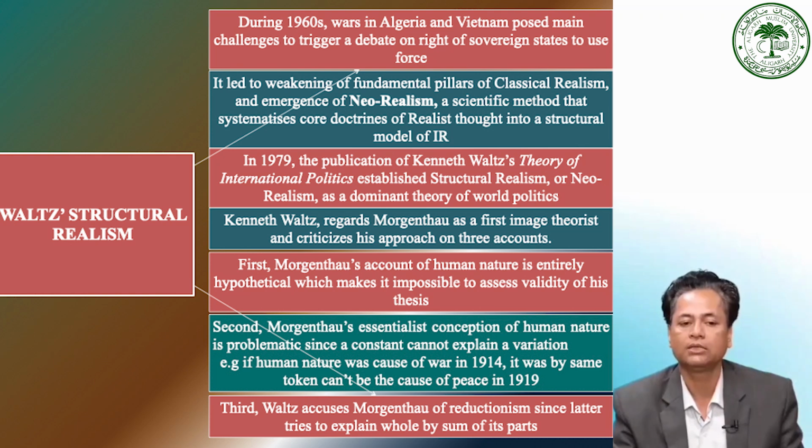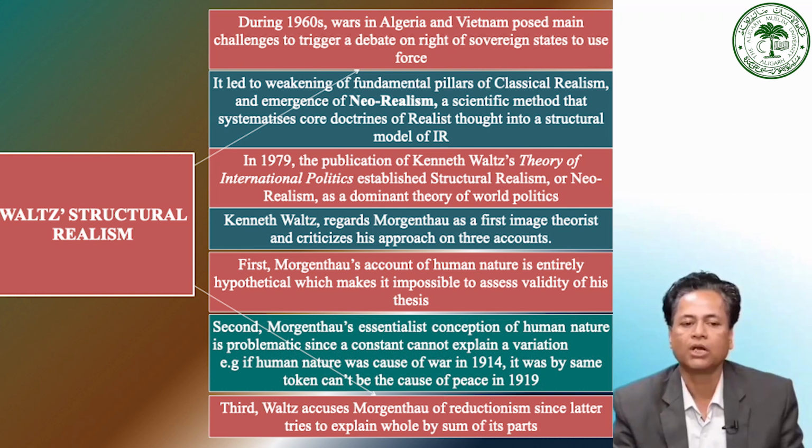Kenneth Waltz regards Morgenthau as the first image theorist and criticizes his approach on three accounts. Because Morgenthau was basically talking of human nature, he was talking about the state. That's why Waltz considered him a first image theorist, and then he criticized Morgenthau. That ultimately led to his theory of neo-realism. On three accounts he criticized Morgenthau.